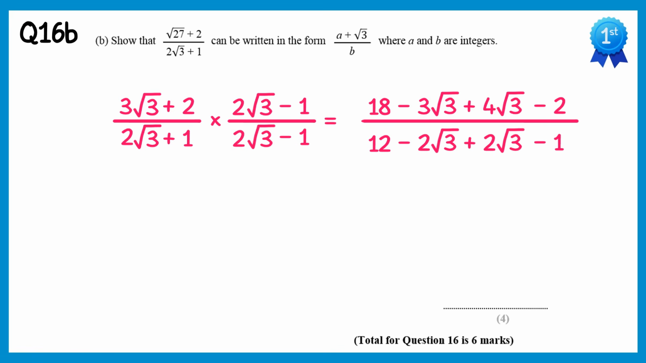We can simplify both top and bottom here, so let's start with the top. 18 take away 2 gives you 16, and negative 3 root 3 plus 4 root 3 is just plus 1 root 3. On the bottom, 12 take away 1 gives you 11, and negative 2 root 3 add 2 root 3 just cancels out. So we're left with 16 plus root 3 over 11, which matches the form we want in the question.